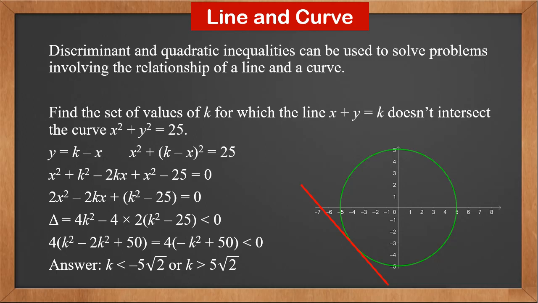When k keeps increasing, the line begins to have two intersections with the circle. This is when delta is positive. When k is 5 root 2, the line becomes a tangent of the circle again, and delta is 0 again. If k keeps increasing, the line has no intersection with the circle again. And delta is negative again.